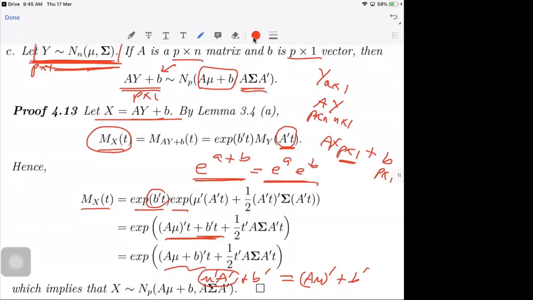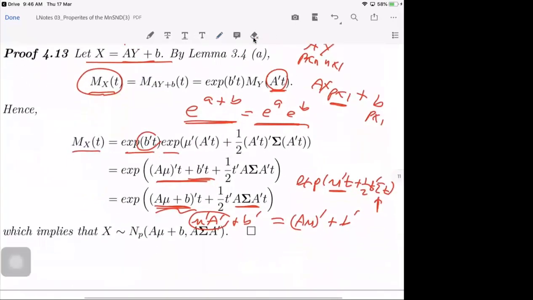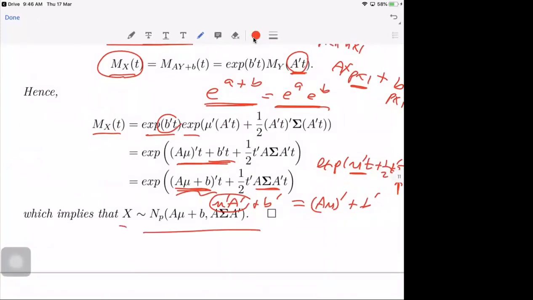So, ang imong tuyo ani maitsura gid siya na exponential of mu prime t plus 1/2 of t prime sigma t. So, kuha din mo ning mu. So, in terms of prime, so ang imong mu is a mu plus b. Man, ang imohang sigma din will be a sigma a prime. Okay? So that this will imply that x is still normally distributed, but the parameter now will be a mu plus b, and the covariance matrix is a sigma a prime.